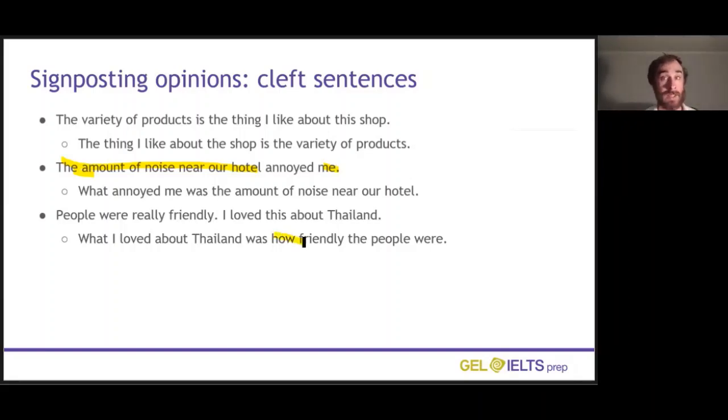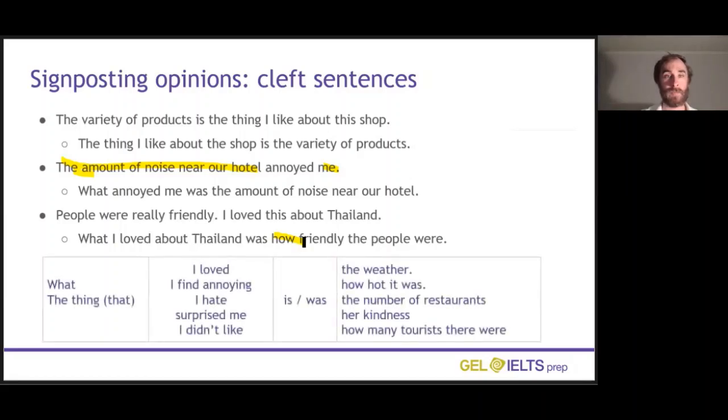These kind of cleft sentences are great for giving yourself time to think. What I love most about my hometown is, the thing which really annoys me is. They're really useful for introducing an opinion or an emotion. So this structure is worth learning and studying. We can start with what I loved was, or the thing I loved was. The verb is usually a verb of opinion here. We need the verb to be, and then we have a noun phrase or an adjective phrase with how.